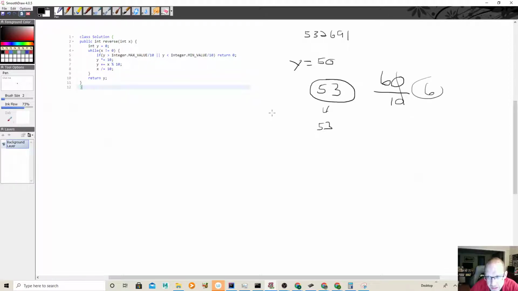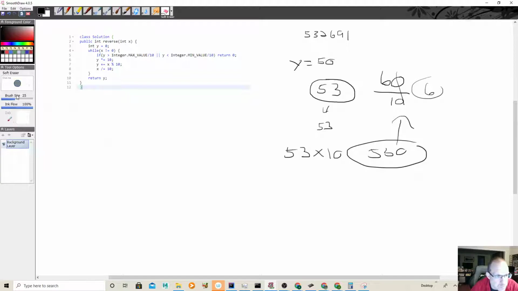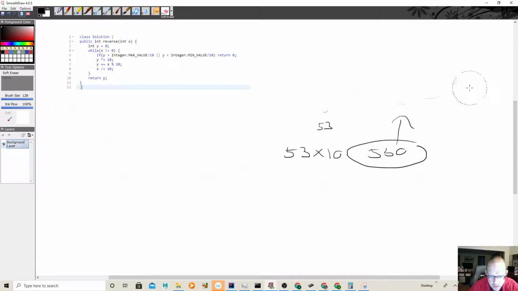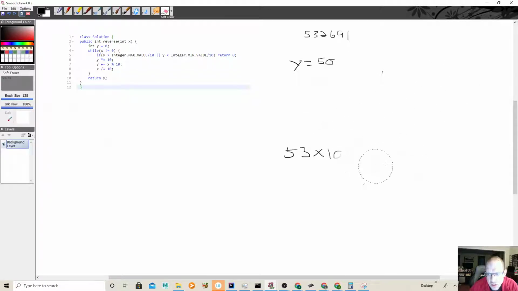So what that means is this. When I take 53 and I multiply it by 10, I'm going to have 530, which is way bigger than its maximum value of 60. So what this does is really, really clever. This is a super easy way to handle this. You just divide it by 10. You say if it's greater than the number divided by 10, you can't multiply it by 10 because you'll go over it, right? That makes sense.